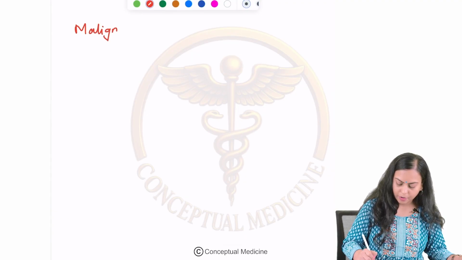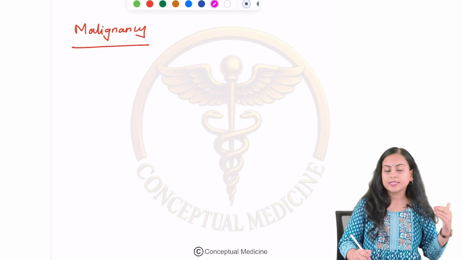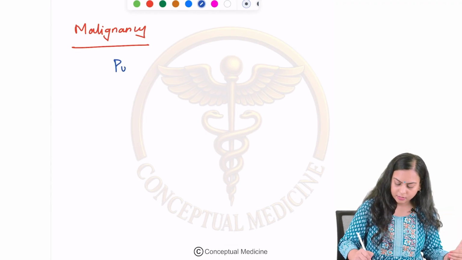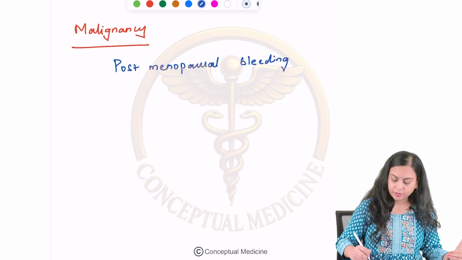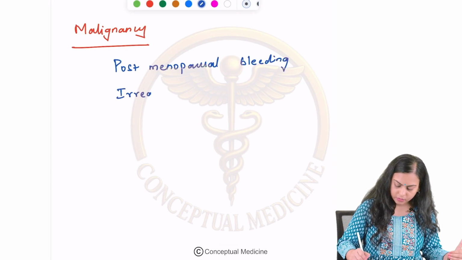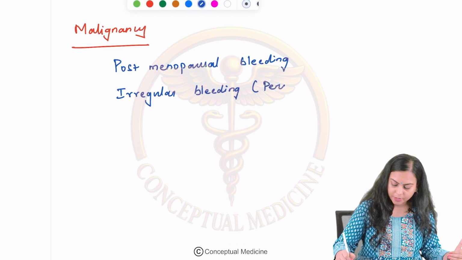Now, let's see about malignancy, that is the M. So, this can present as postmenopausal bleeding, irregular bleeding, that can be seen especially at the perimenopause.